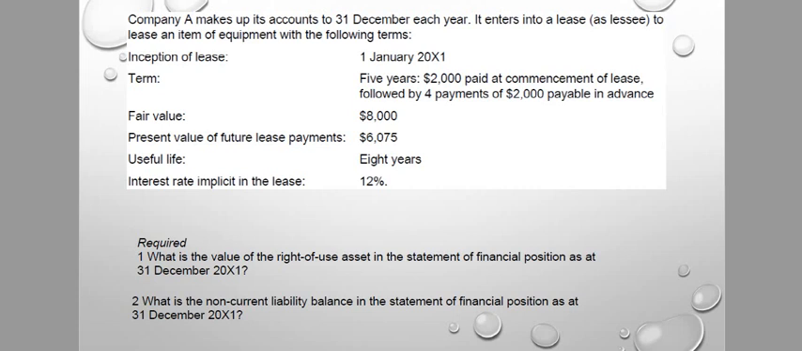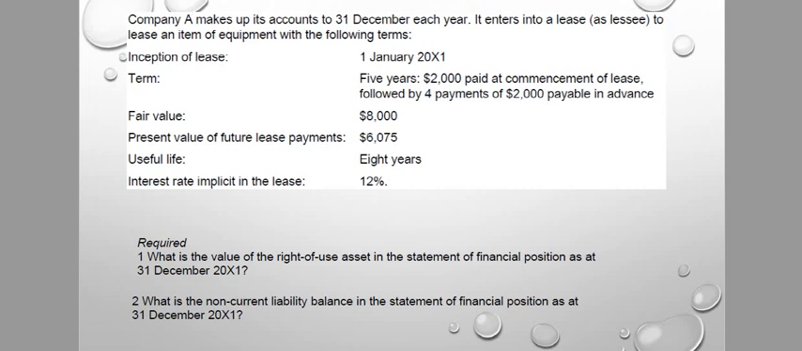The fair value of the equipment is 8,000. The present value of the future lease payments is 6,075. The useful life is 8 years. The interest rate implicit is 12%. Required: what's the value of the right of use asset in the statement of financial position as at 31st December X1, which is the end of the year? Then requirement 2: what is the non-current liability balance in the statement of financial position as at 31st December X1?